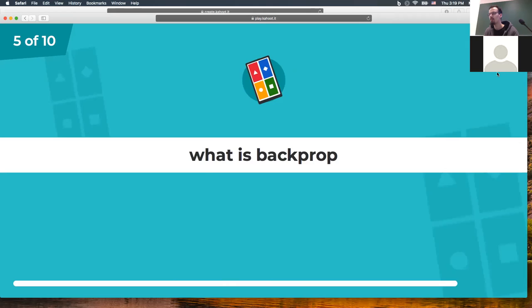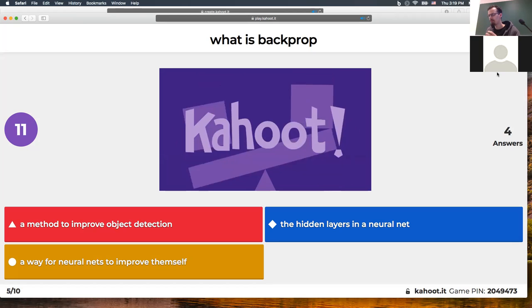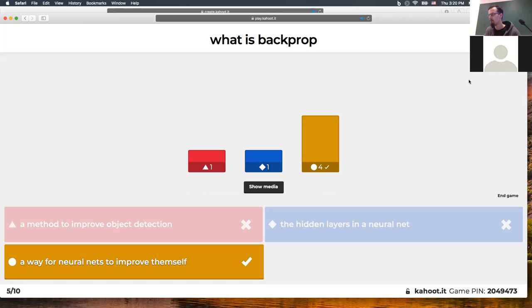What is backprop? I'm gonna press skip because I think we lost the user. Yeah, because it's actually the neural net adjusts itself, but it doesn't necessarily improve the object detection. That is on the network and not on the object detection part. Because you have the network, which object detection uses, but you can use the network to do anything. So backprop is something just general.